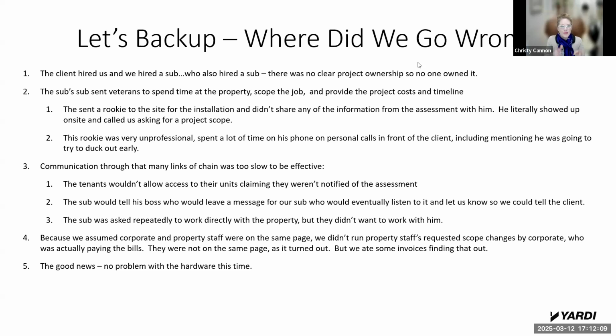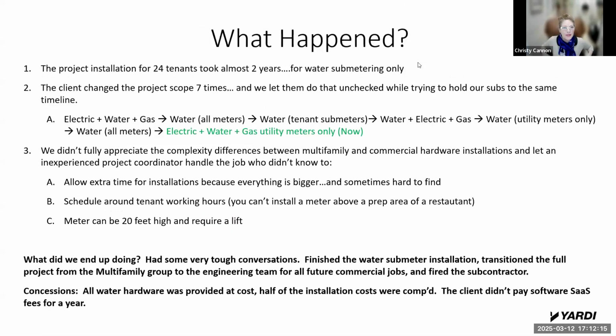But the good news is there was no problem with the hardware this time. It was the installation of the hardware, but the hardware itself worked fine. So that's the good news for this one. So here's what happened. It took just about 2 years for just the water submetering portion only to get installed. And part of it was the client did change the scope 7 times.